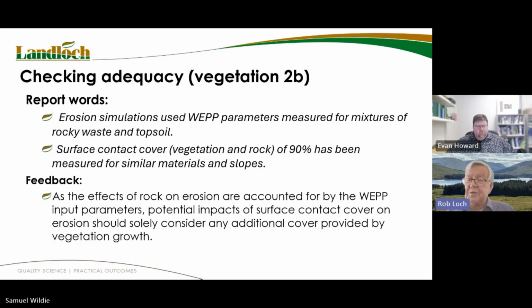The effects of rock and erosion are accounted for in the WEPP input parameters, so it's not fair to then add them in again as part of a cover factor that you might use to reduce your model output. So this means really that the person who did the modelling will have to go back to their simulations and change whatever cover factor they used, and with an altered cover factor no longer considering rock, the model output may not look quite so rosy. But anyway, thus it goes.